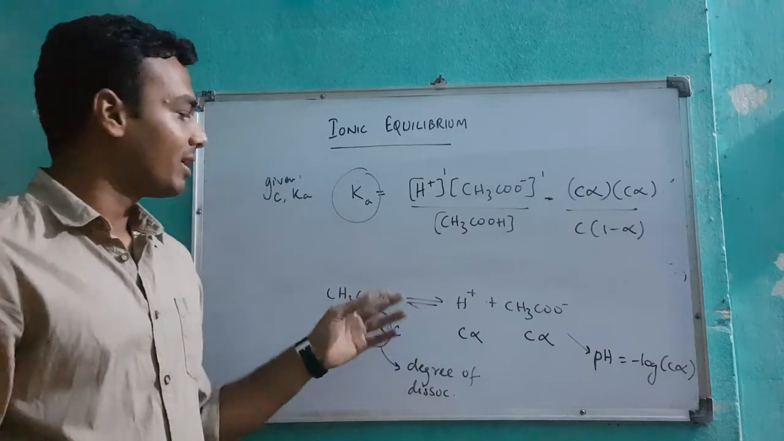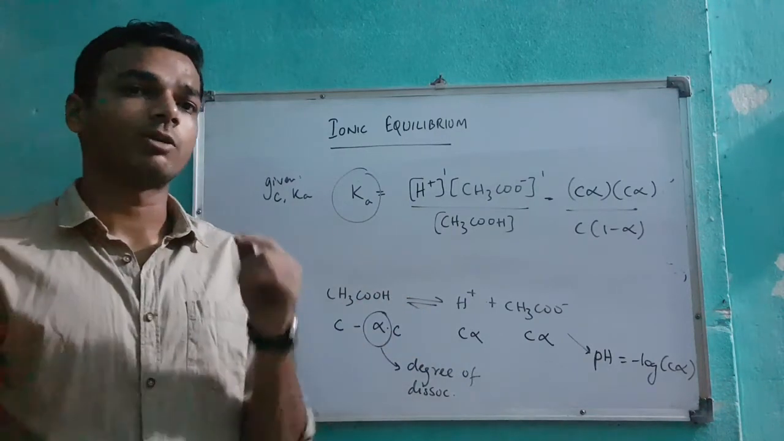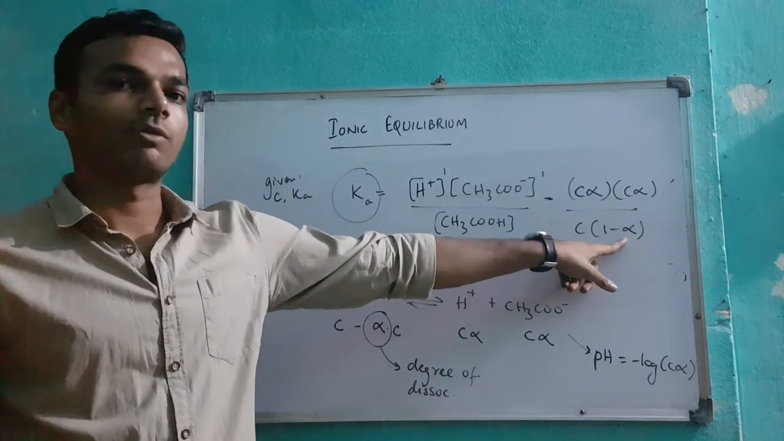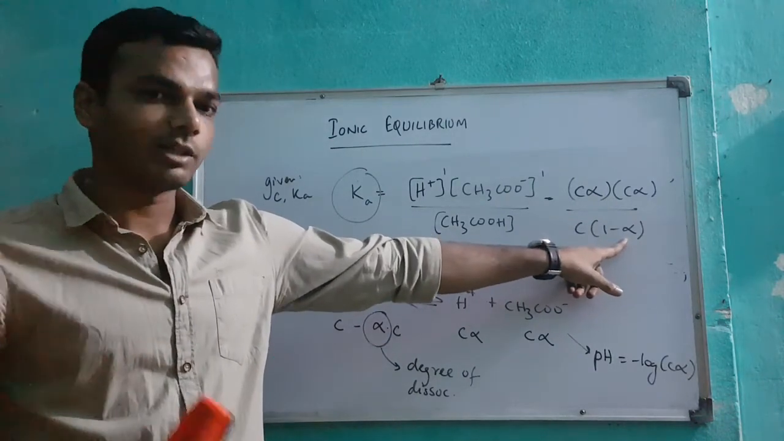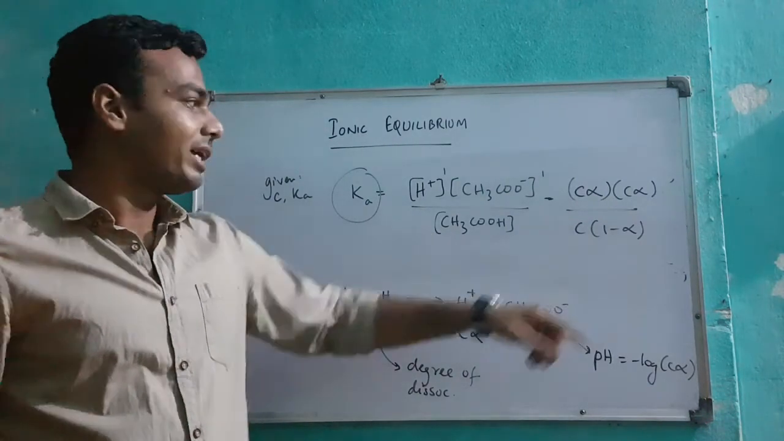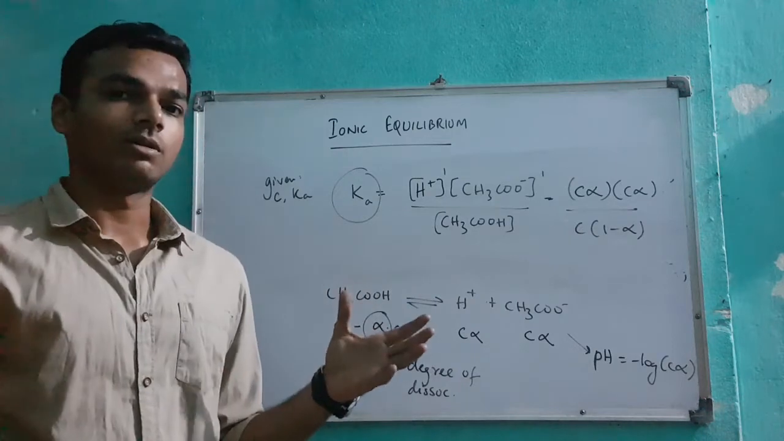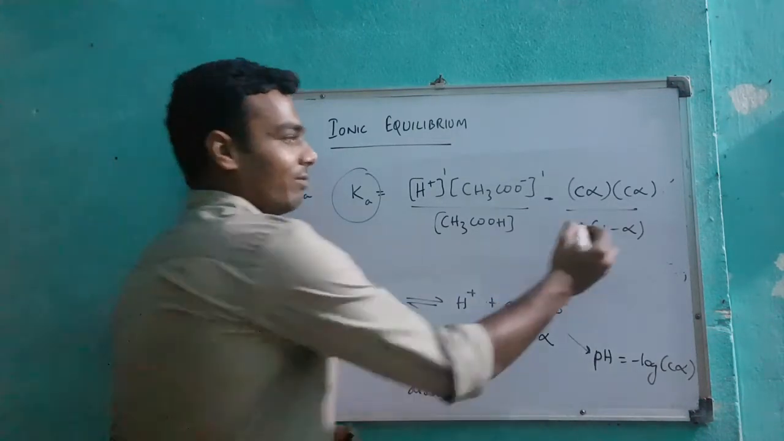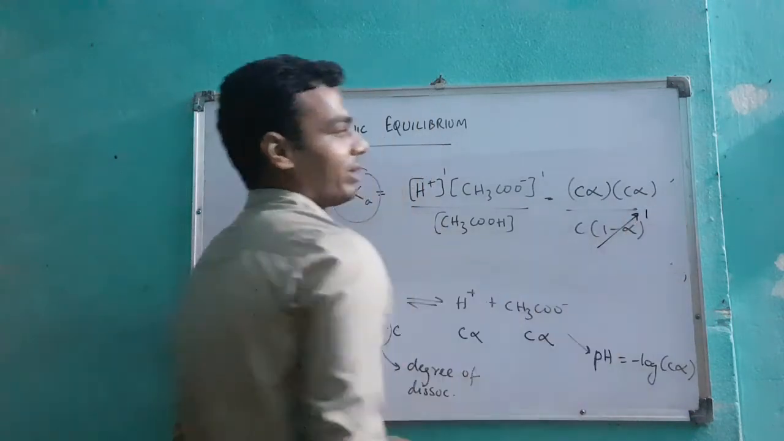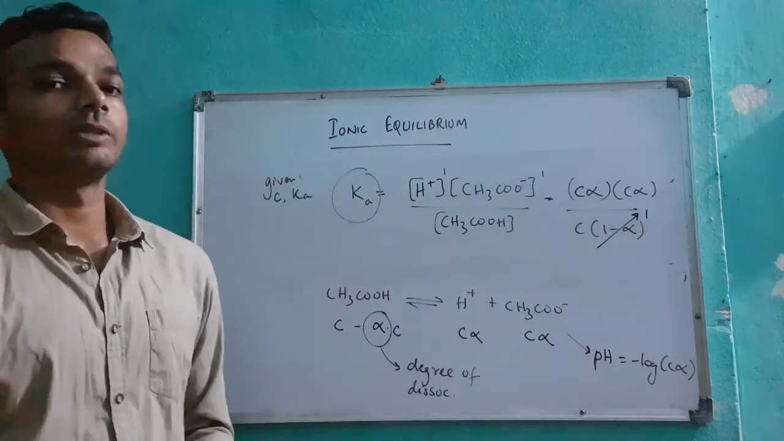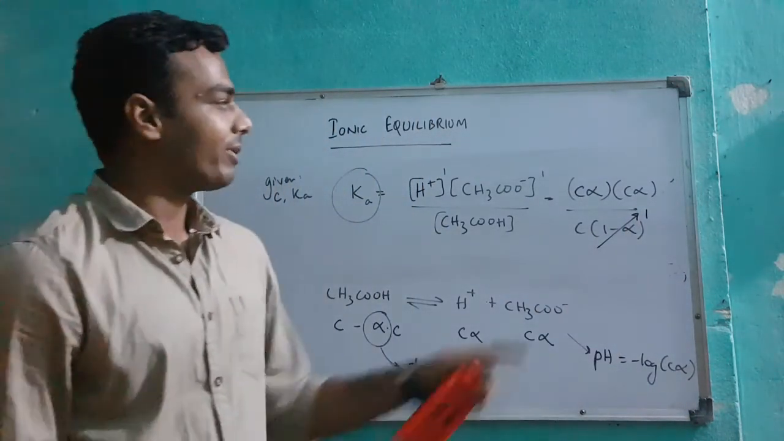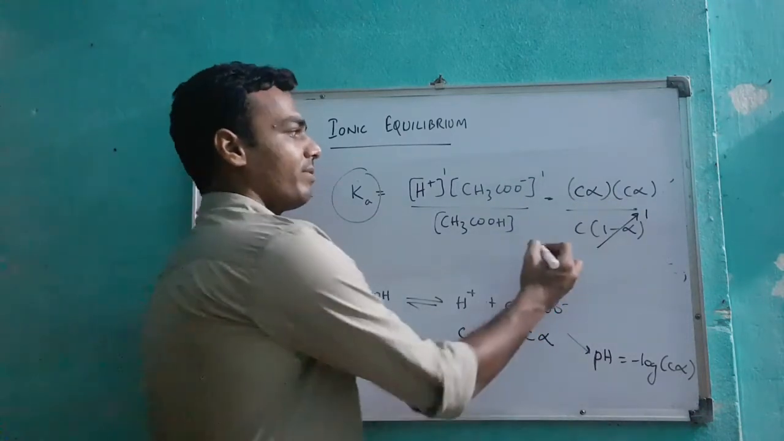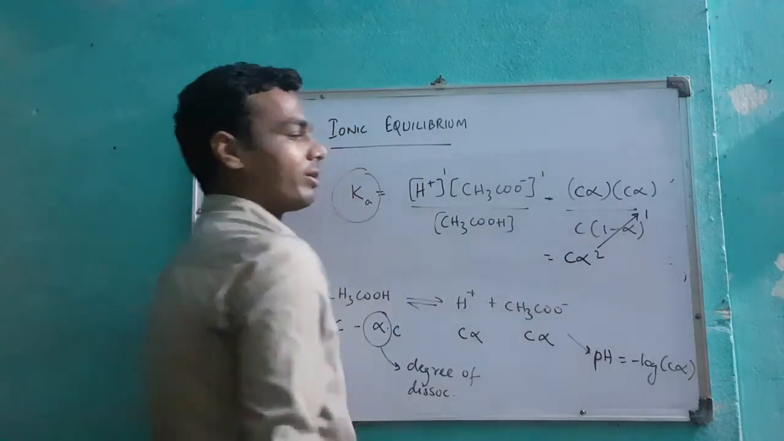In such a case, alpha will carry the value of 0.01 or 0.02, and 1 minus alpha will almost remain equal to 1. It won't alter the value much. So, in cases where alpha is small, or shall I say the acid is very weak, we would take this as 1 so that it makes my job easier. Now, you can see that it's C alpha into C alpha by C, which leaves me with C alpha square.